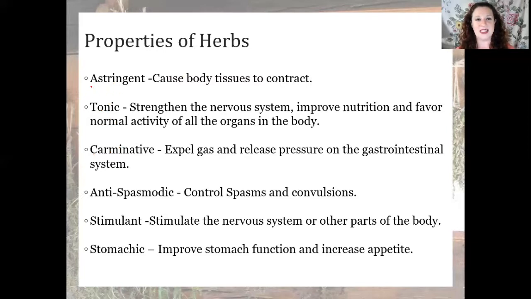The first one is astringent. Astringents cause the body tissues to contract. Now, sometimes you will see this as you're walking down the face wash aisle at the store. You'll see the word astringent because, you know, sometimes we want our face to look nice and tight and our pores to look small and our face to look smooth. So we use an astringent.